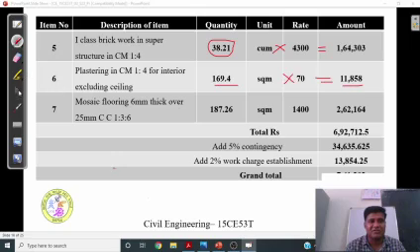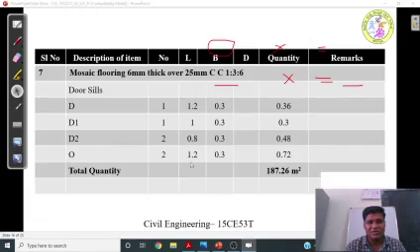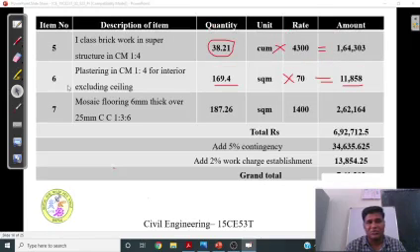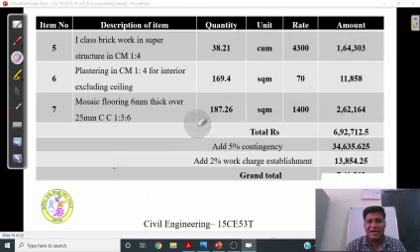And finally, the mosaic flooring. You can see the mosaic flooring quantity is 187.26. So 187.26 multiplied by 1400 will give me 2,62,160. So these are the different activities or items of the building, and after that I am going to add all those things to come to the final price, that is 6,92,712 rupees, the expense that will be incurred for executing the following items.